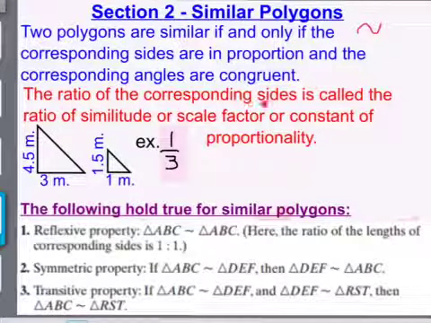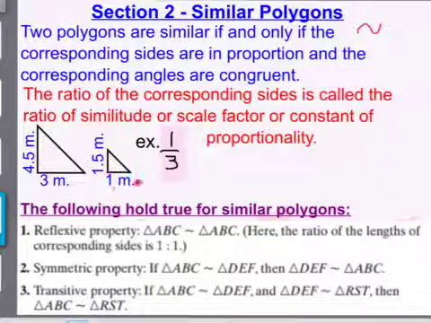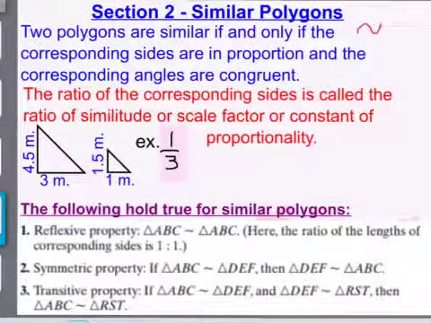The ratio of the corresponding sides is called the ratio of similitude, or a scale factor, or the constant of proportionality. In this example, we can see that the scale factor is 1 to 3, depending on which way you're comparing the triangles. If it's small to big, it would be 1 to 3. If it's big to small, it would be 3 to 1. But even if we reduced 4.5 over 1.5, it would still give us 3 over 1, or 1.5 over 4.5 would still give us 1 over 3.